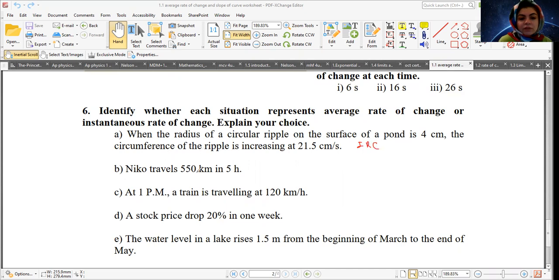Nico travels 550 kilometers in 5 hours. It's the duration of the time. You have a duration of that, there's 2 points. It's going to be average rate of change. Same way you can say for the others, average rate of change or instantaneous rate of change.